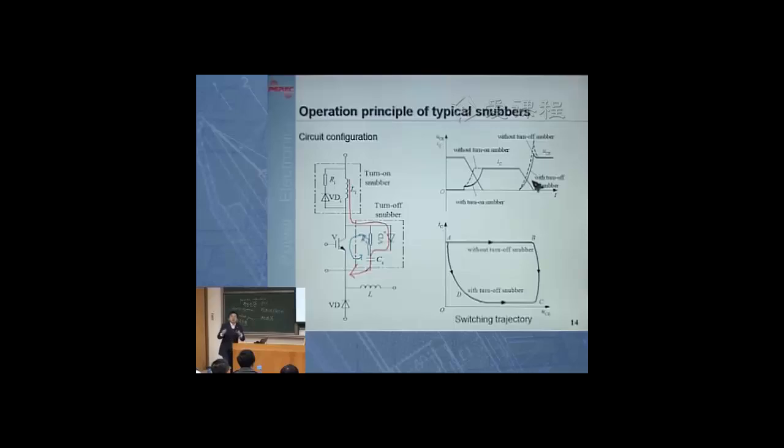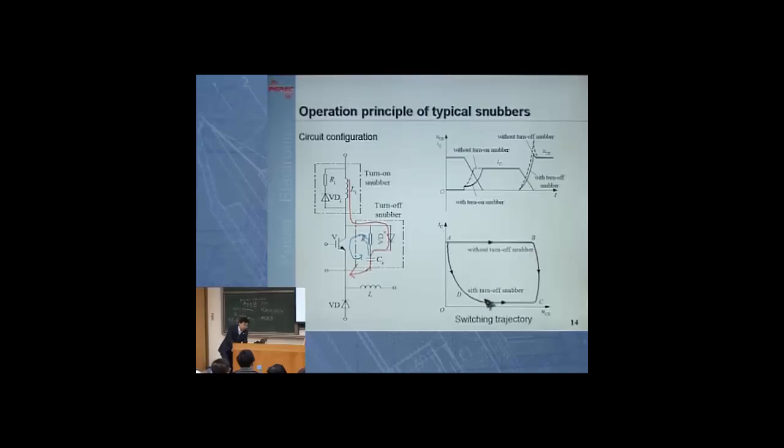This is good for the safe operation of the IGBT, and this also helps to reduce the switching loss. You can see on the bottom right-hand side, I'm showing the voltage and current switching trajectory. Without a turn-off snubber, during the turning off process, the voltage across this IGBT will increase while the current does not change, and then the current decreases. It will go along this path.